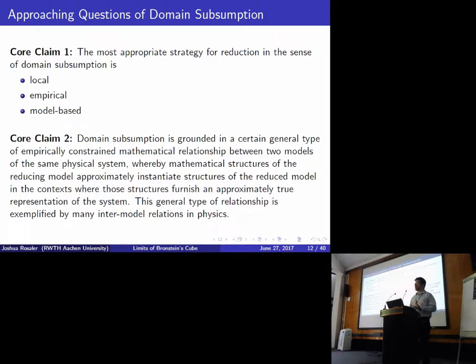And so often we can have many models of a single physical system. This empirically constrained mathematical relationship ensures that mathematical structures of the reducing model approximately instantiate the structures of the reduced model in those contexts where the structures of the reduced model are approximately true, or furnish an approximately true representation of the system. As I'll attempt to show briefly, although I won't have too much time, this general type of relationship, which I'll first describe in general terms, is exemplified by many intermodel relations in physics.